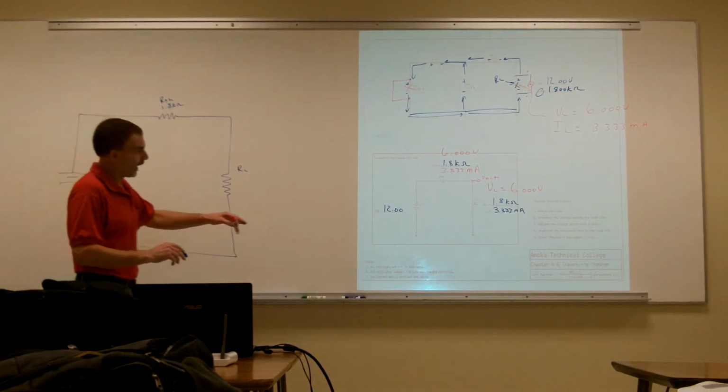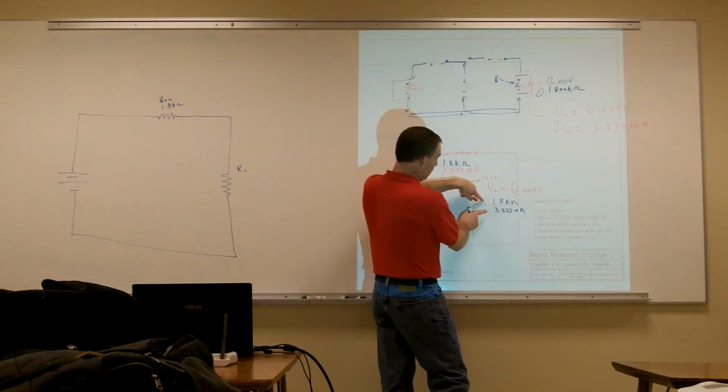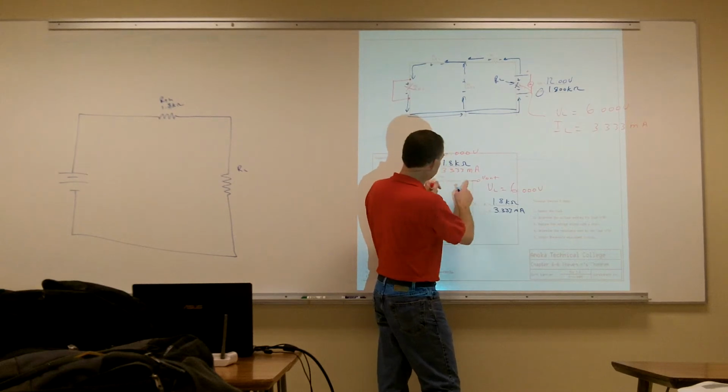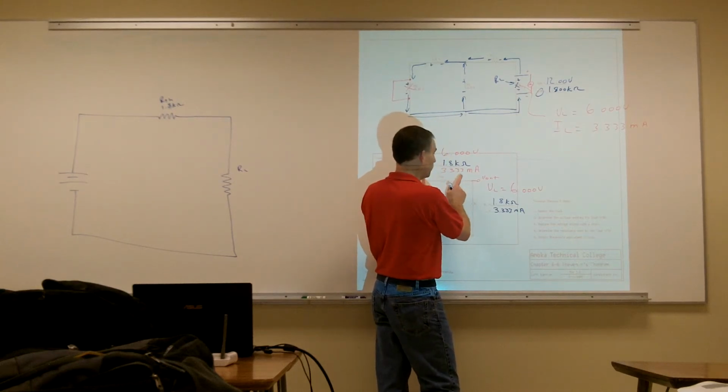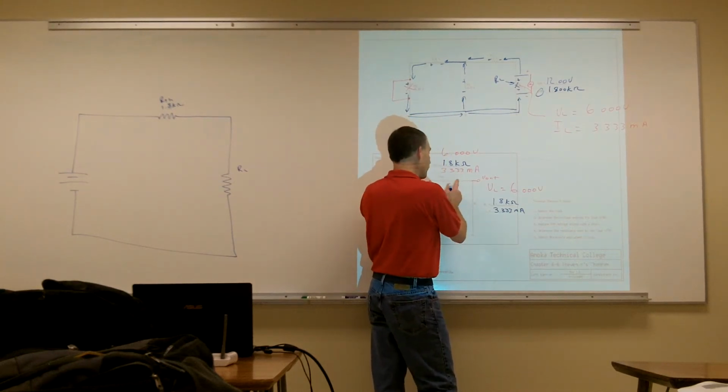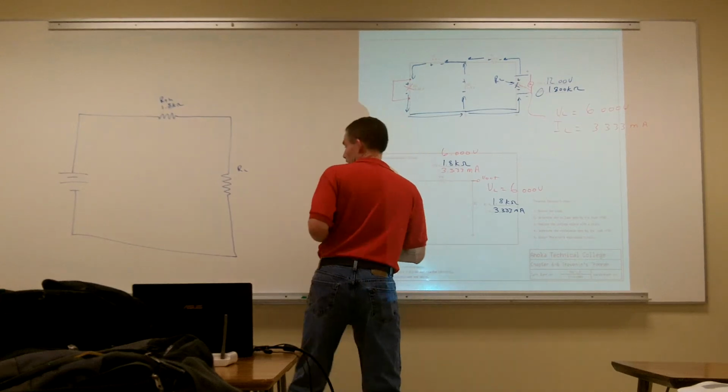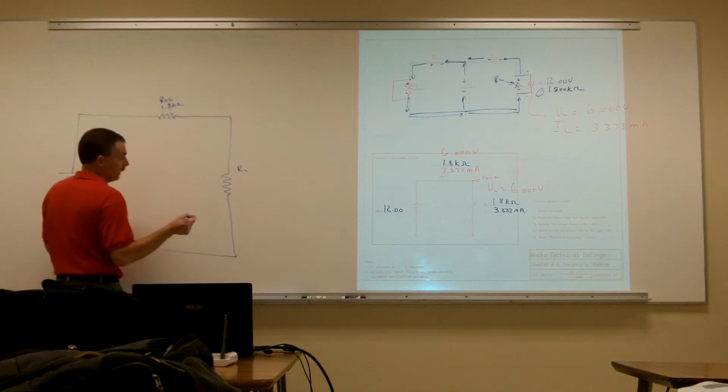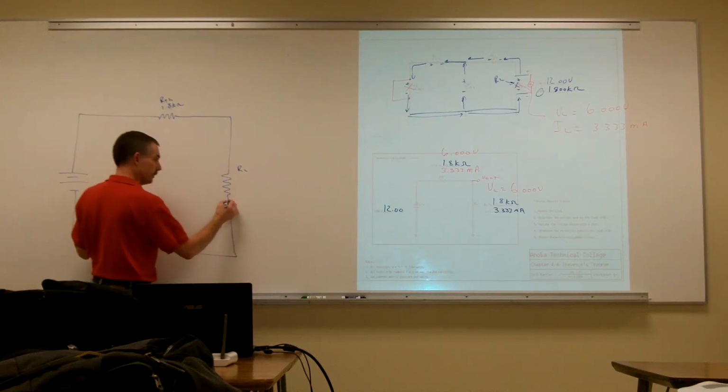So if we want to verify that my Thevenin's resistance is actually 1.8 kilo ohms in the lab, what we can do is configure ourselves a potentiometer as a rheostat.